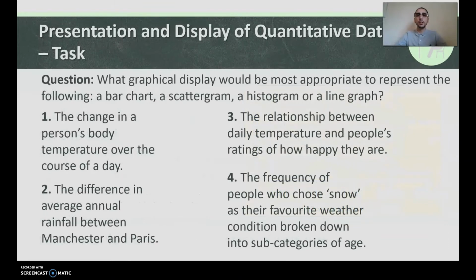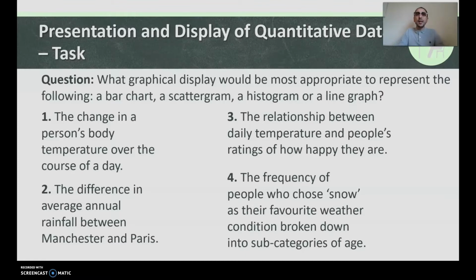Okay. Question. Give yourself 5 minutes. To be fair, you probably need about 1 minute to answer this. Question. What graphical display would be most appropriate to represent the following? A bar chart, a scattergram, a histogram, or a line graph? I'm not redoing this. I'm not editing. It takes too long. Number 1.